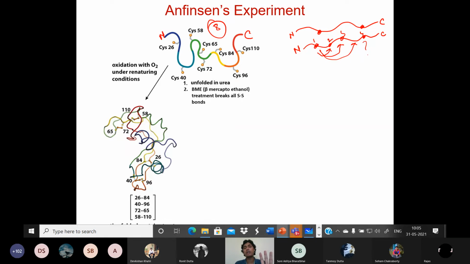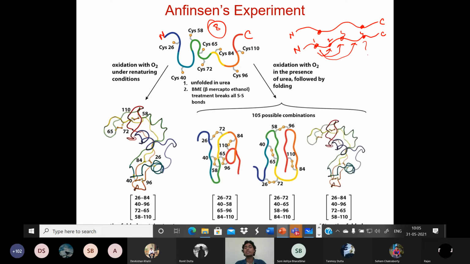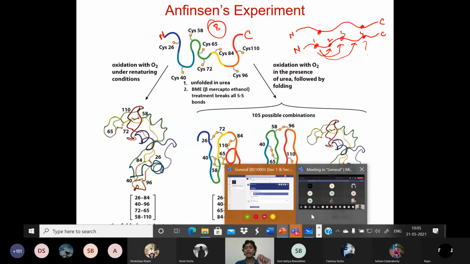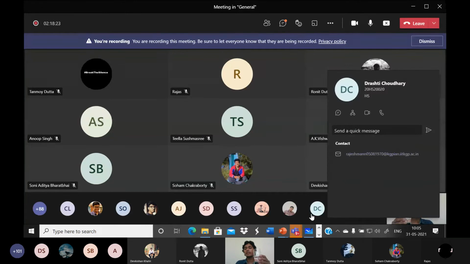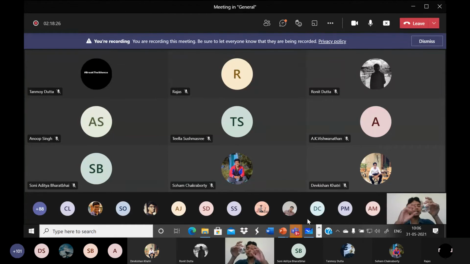In the other experiment along similar lines, what he was doing was oxidation with O2 in the presence of urea followed by folding. I would like to say again here: in this tube, you have denaturing agent or unfolding agent urea as well as beta-ME. But what you can do is take the sample from here and put it in another tube. But in that tube, you don't have beta-ME. Reducing agent is not there, right? But you have that urea, and you are adding oxygen.